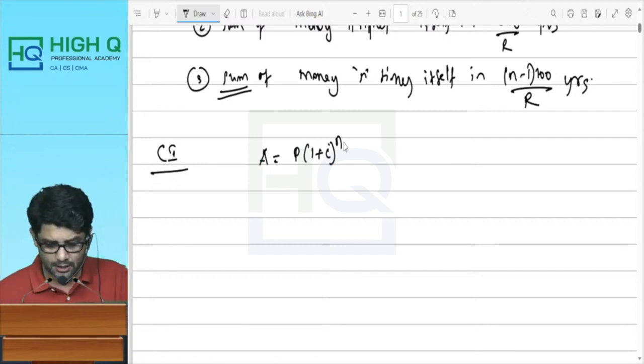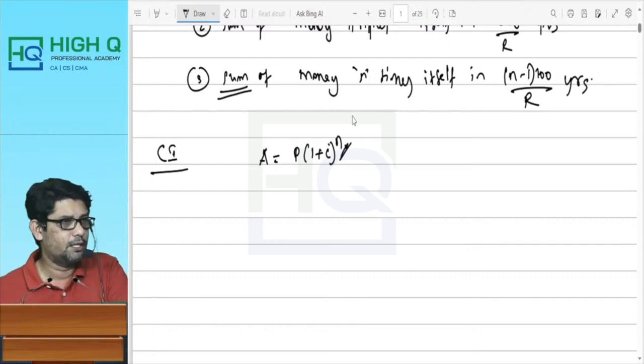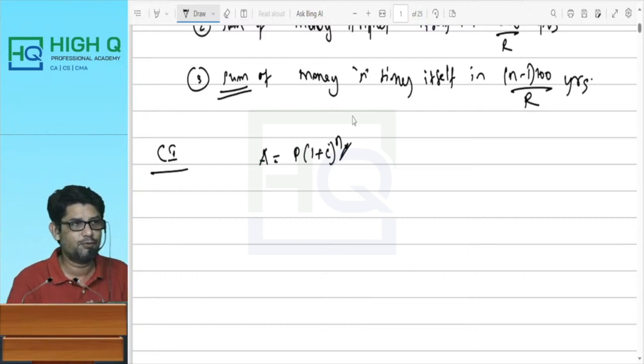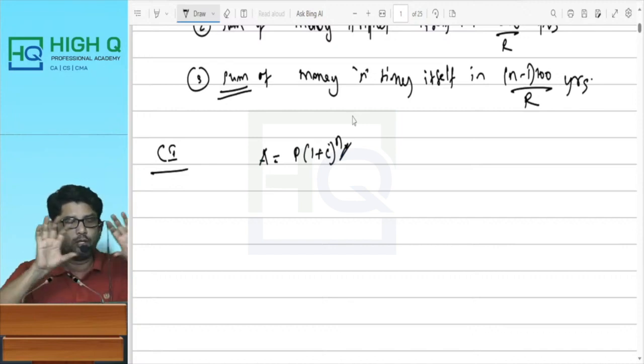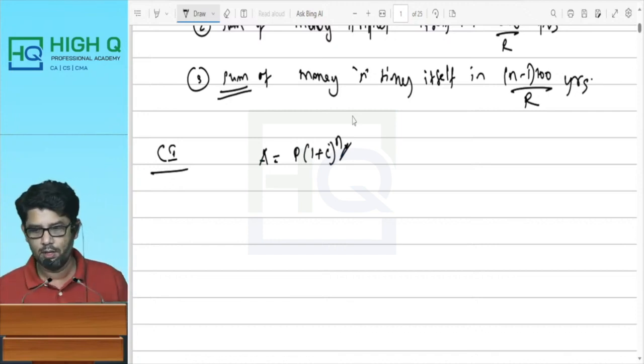Now look at this. Here, N stands for number of times interest calculated. This is what you need to remember. What does N stand for? Number of times interest calculated. That means, for example, if the total period is 1 year and the interest is calculated on a half yearly basis, then what is N equal to?